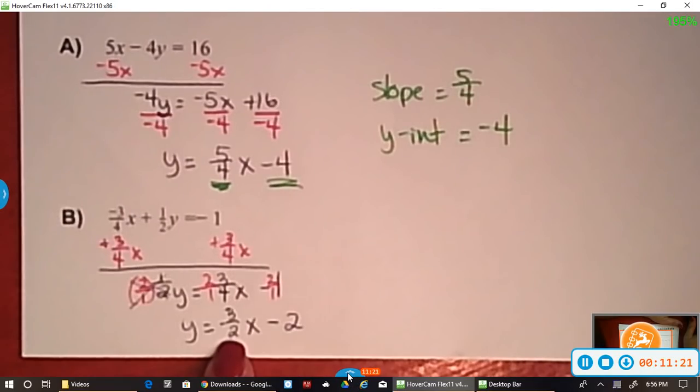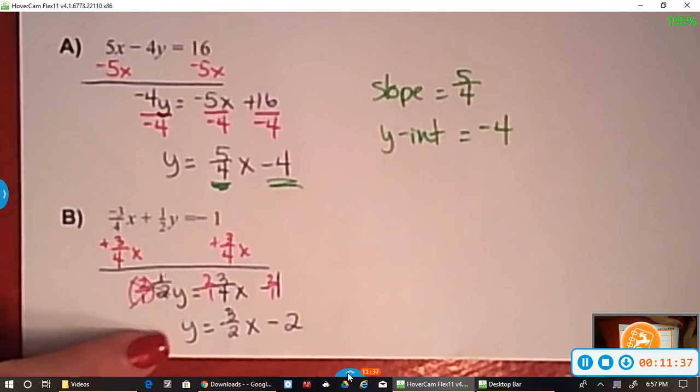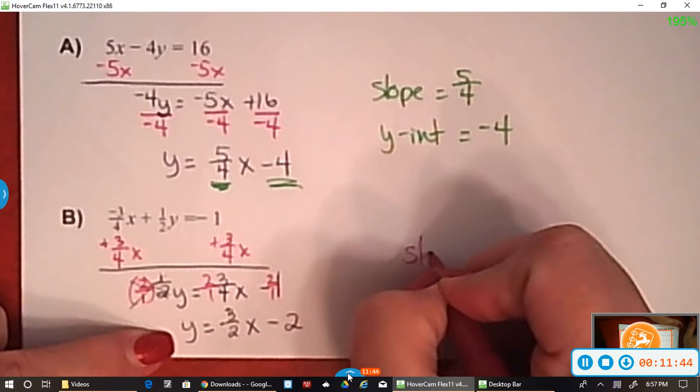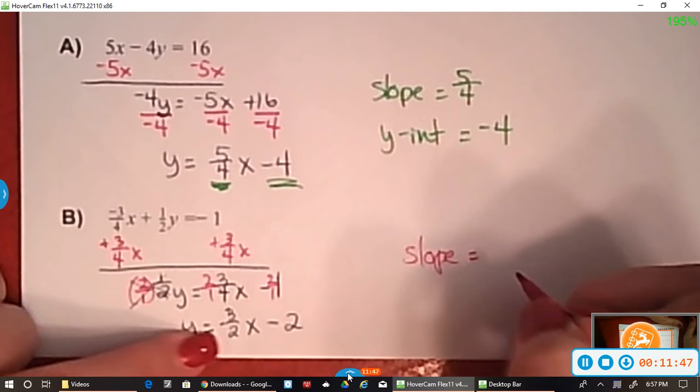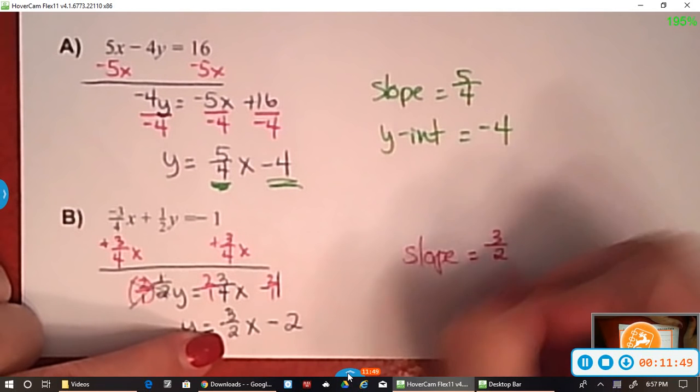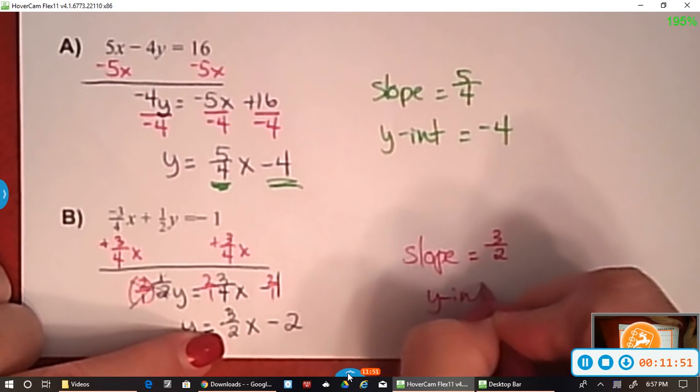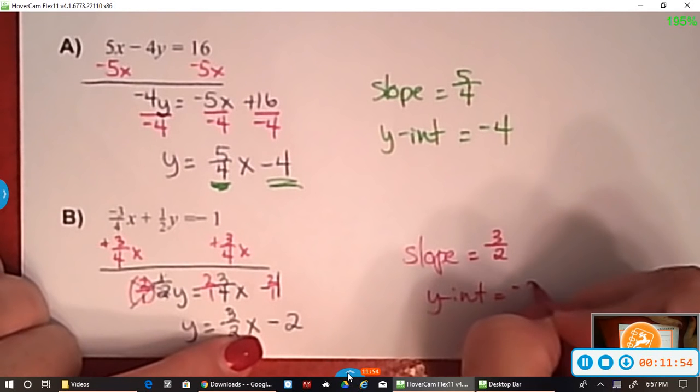Leave your slope as an improper fraction. Do not change it to a mixed number, because remember, slope is rise over run. It should always be as a fraction, whether it's improper or just a fraction on its own. So now that I've written it in slope-intercept form, y equals mx plus b, I know that my slope is 3/2, and my y-intercept is -2.